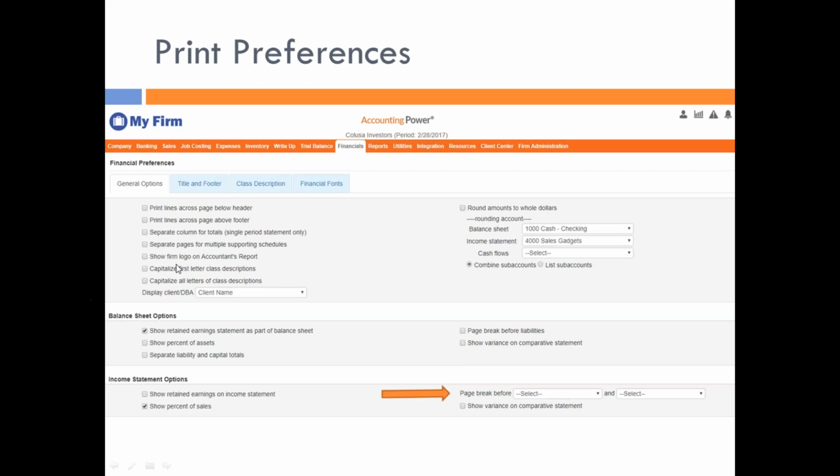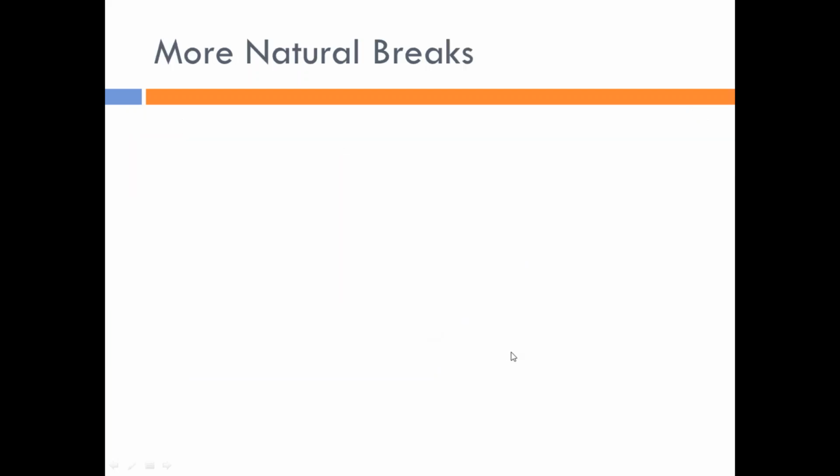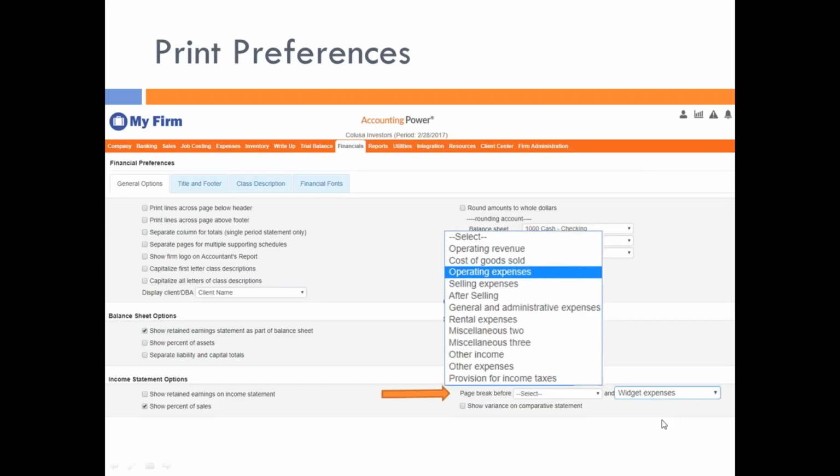But what you would do is you go to Financials, General Options under the Preferences, and you have the ability to say which class you want the page break to be before. So if you click on the drop down, you'll see a listing of all the classes. In this case, I want to have it before operating expenses. And I also put in the second one. Let me just go back again to show you. I put in the second one so there'd be a second break before widget expenses, because on this one, there's a long list of expenses. So to make them fit well, it'll look better this way.